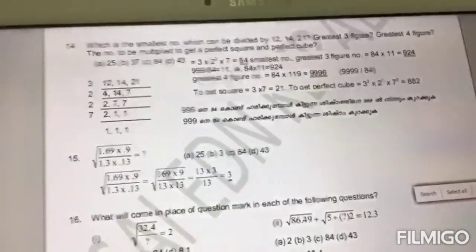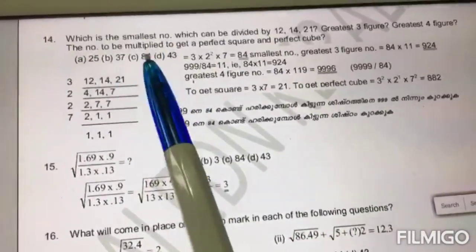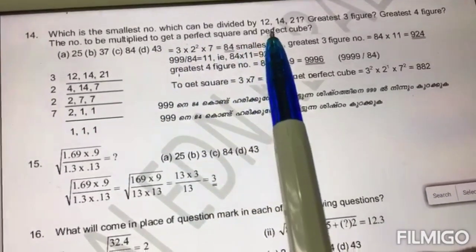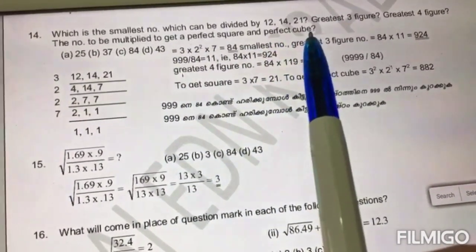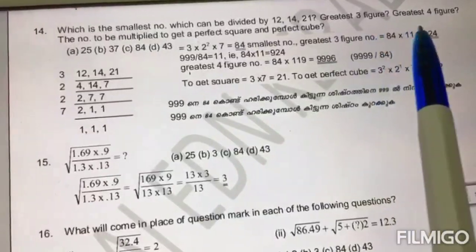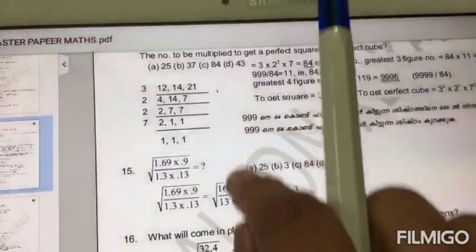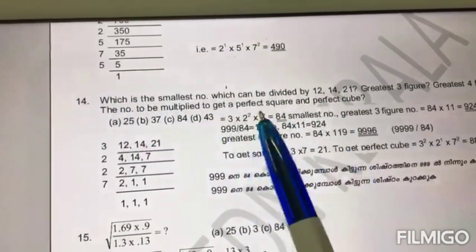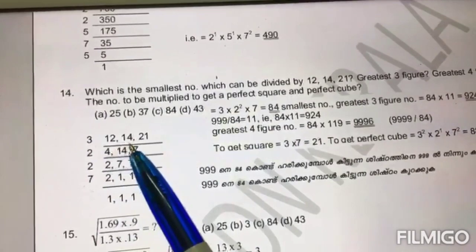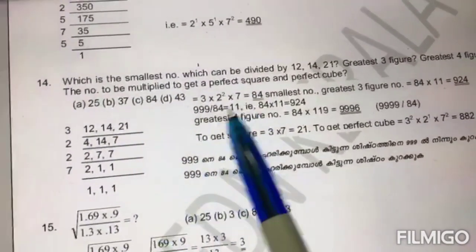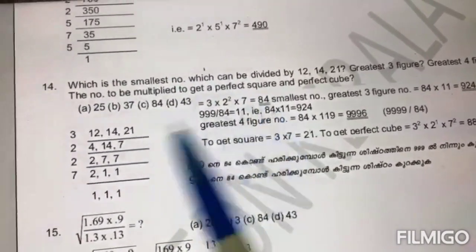So let's start with number 14. Which is the smallest number which can be divided by 12, 14 and 21? Greatest 3 figure, greatest 4 figure, and the number to be multiplied to get a perfect square and a perfect cube. So the answer to the first question, you find the LCM of 12, 14 and 21, and the answer is 84. So the answer for the first part is 84.